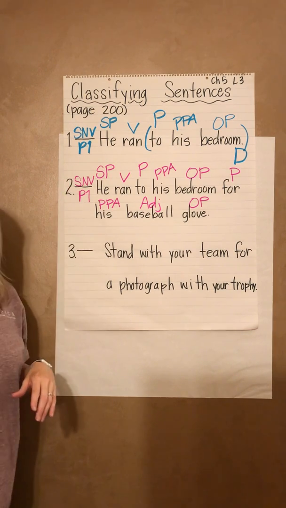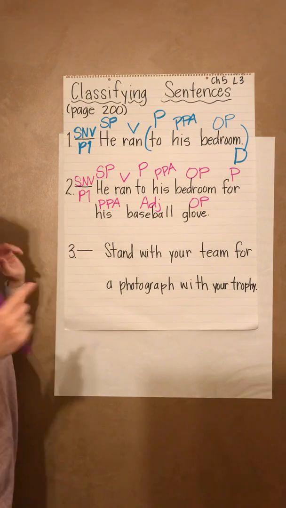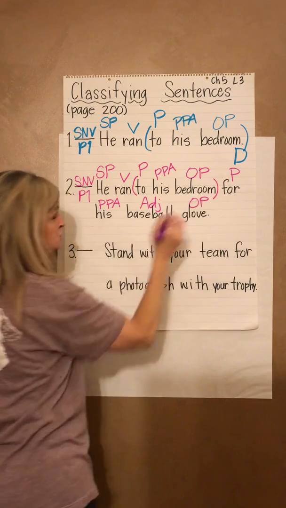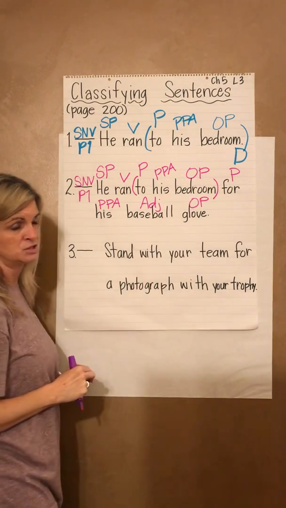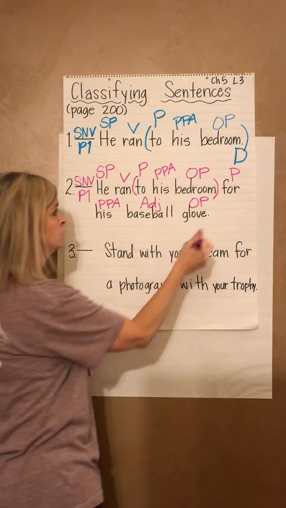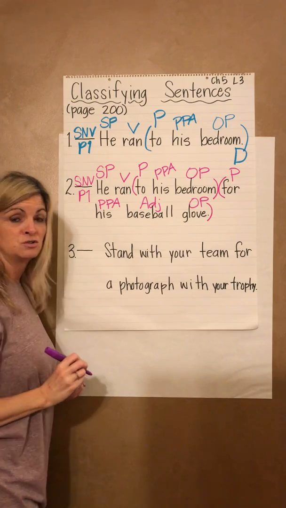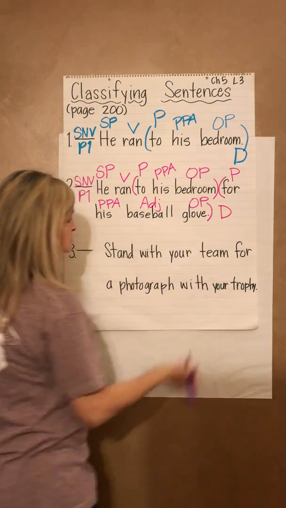And then we identify prepositional phrases. Subject, noun, verb, pattern 1. Skill check. To his bedroom. Prepositional phrase. Because a prepositional phrase begins with a preposition and it ends with the object of the preposition. There's another one. For his baseball glove. Prepositional phrase. Period, statement, declarative sentence.